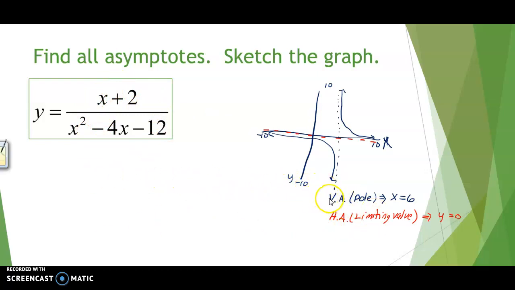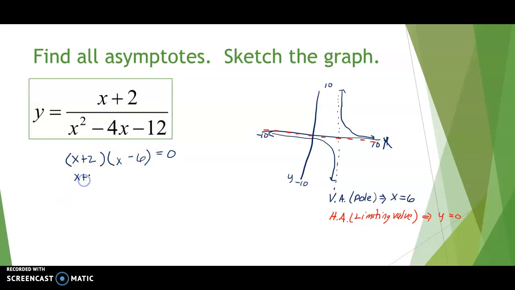So we know for the vertical asymptotes that they occur at the zeros of the denominator. So in order to find zeros for this, I'm going to try to factor this denominator. So that means I'm looking for factors of negative 12 that add up to negative 4. I can split up 12 to be negative 6 and positive 2. They'll multiply to negative 12. They'll add to negative 4.